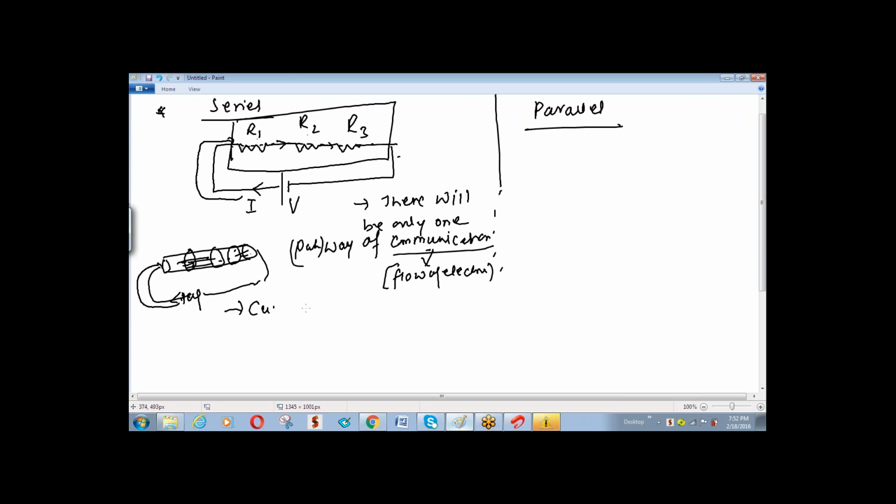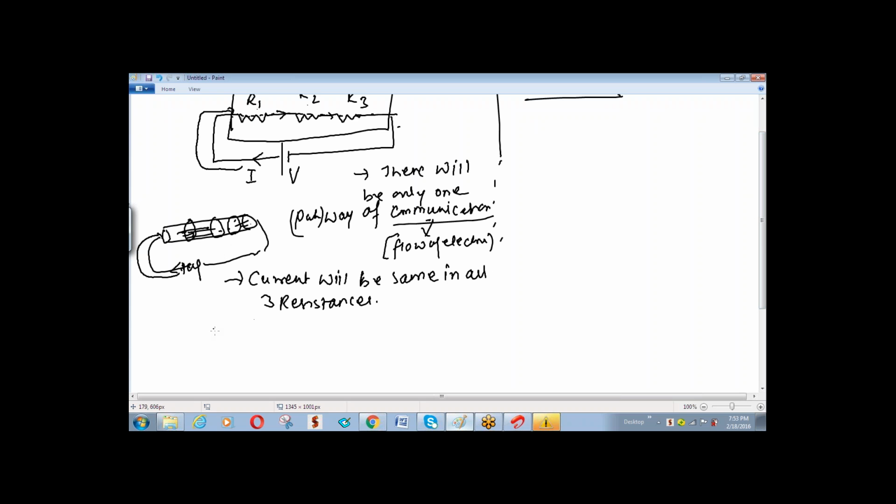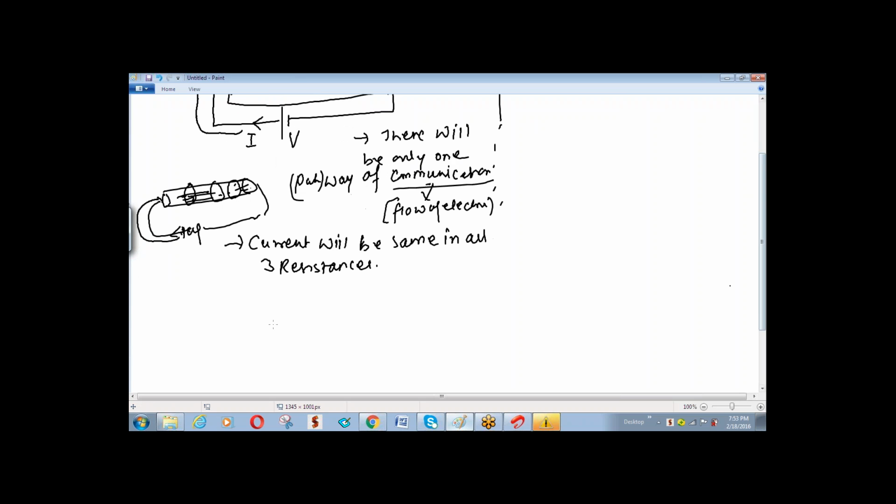Current will be same in all three resistances. So I have taken three resistances, you can have 5, 6, anyone, right? Current will be same in all the three resistances, right? Now, instead of these three, I want to place only one. What should I do?